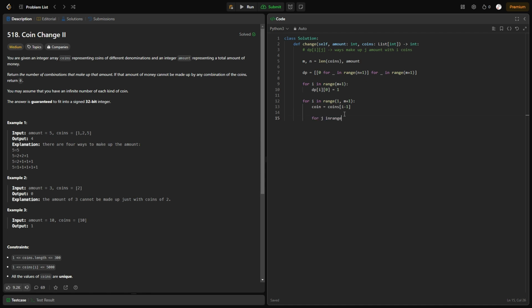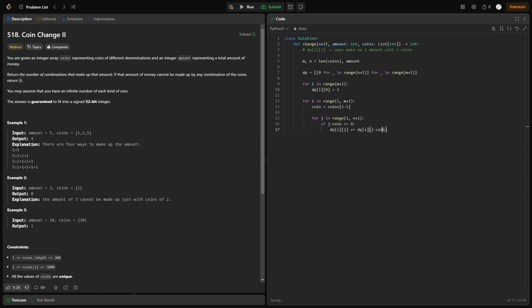So now for j in range, starting from 1, since we already set the first column of every row to be 1, we can just start looking at the second column, which is index 1, all the way until n plus 1, which is going to be the last column. So we should look at how many ways we can use this coin here to make up the current amount, which is going to be j. First of all, we should make sure that j is larger than coin. So if j minus coin is greater than or equal to 0, then we don't have an array out of bounds issue. So dp[i][j] is going to be increasing by the amount dp[i][j minus coin].